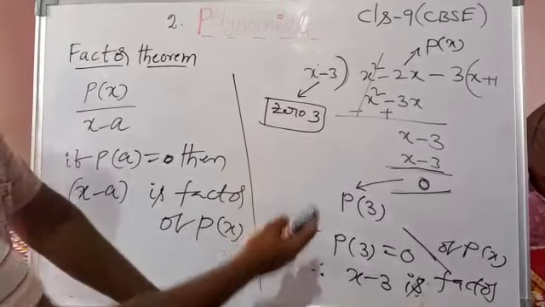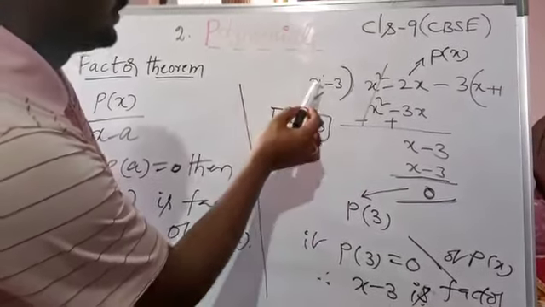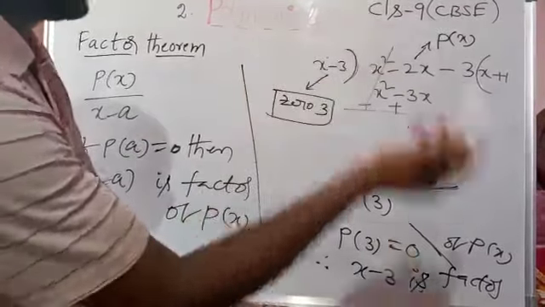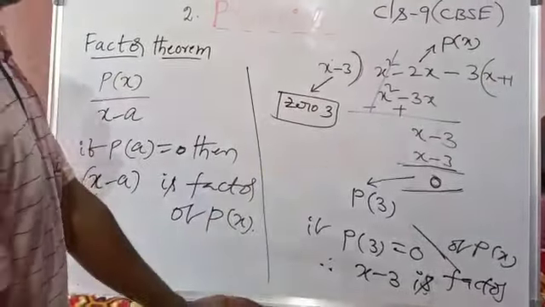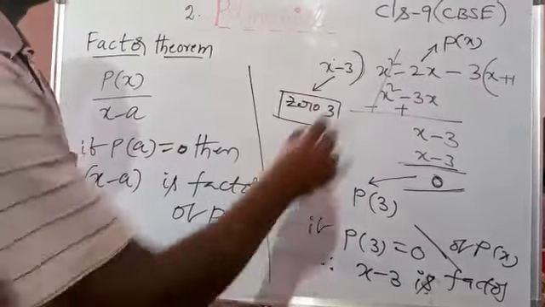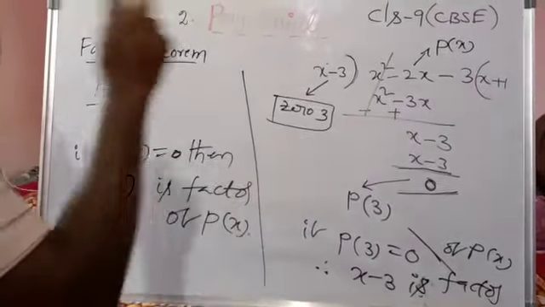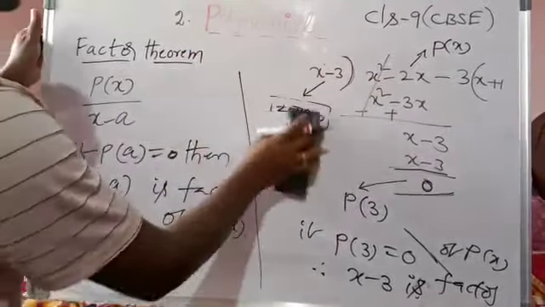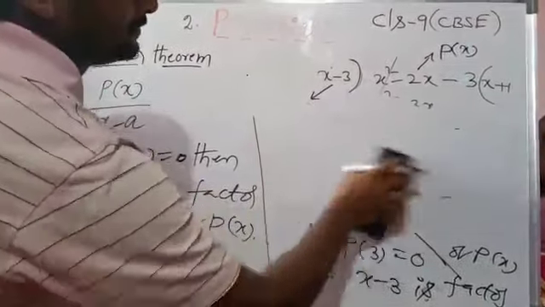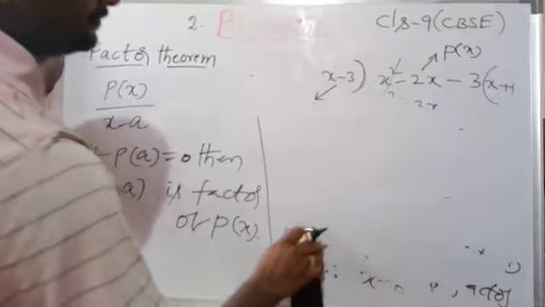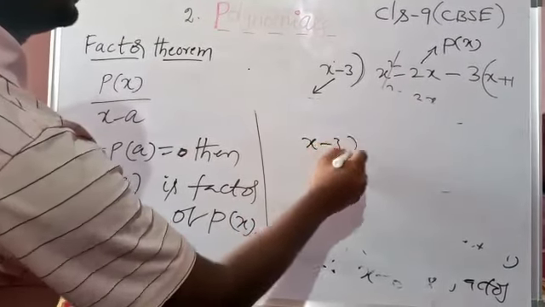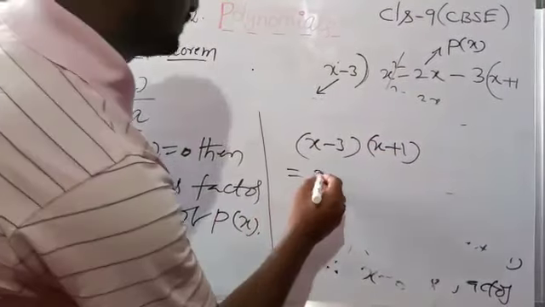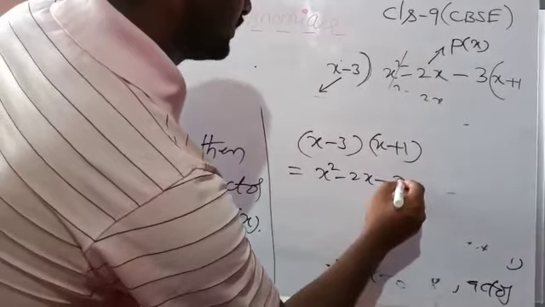So see here example, x minus 3 is a factor of the polynomial because remainder is 0. So what is the another factor, students? That is x plus 1. X plus 1 is also a factor of the polynomial. And also if you observe here, students, if I multiply these two values, x minus 3 and x plus 1, what will I get, students? I will get x square minus 2x minus 3.